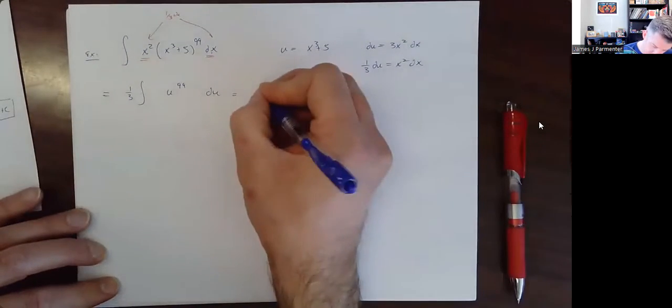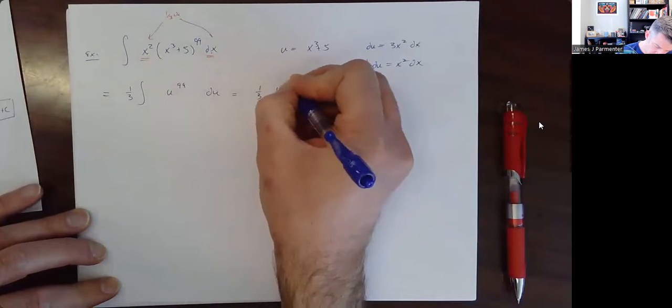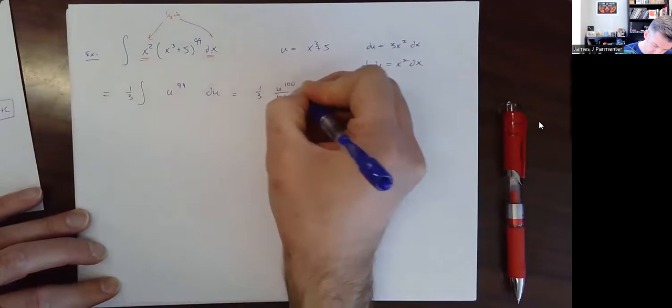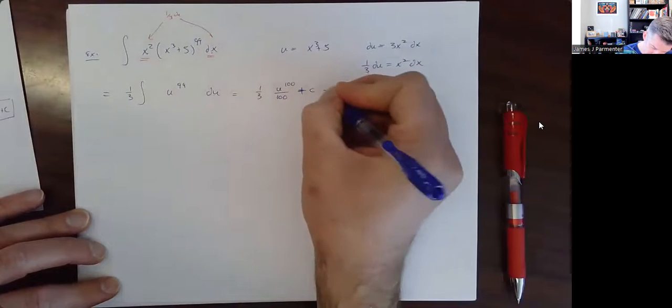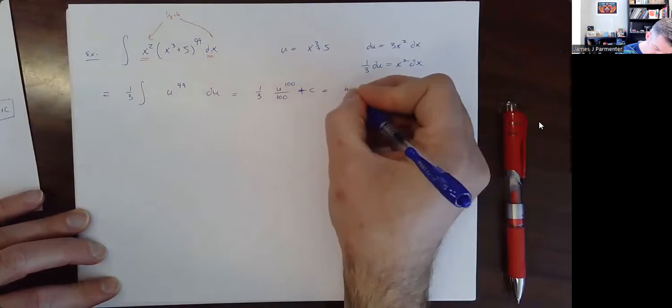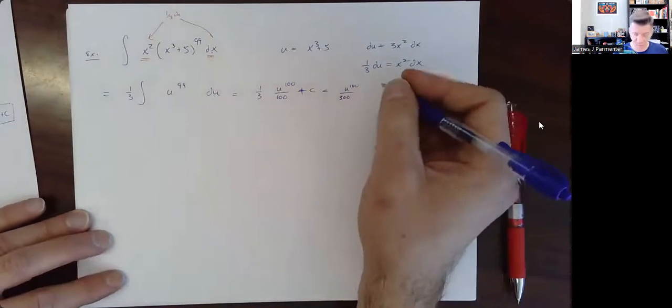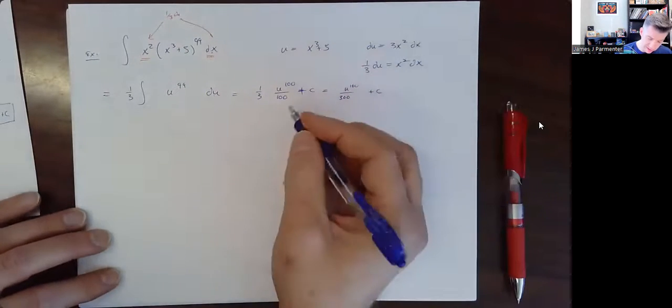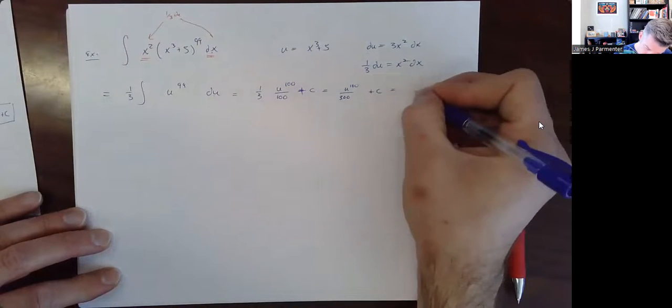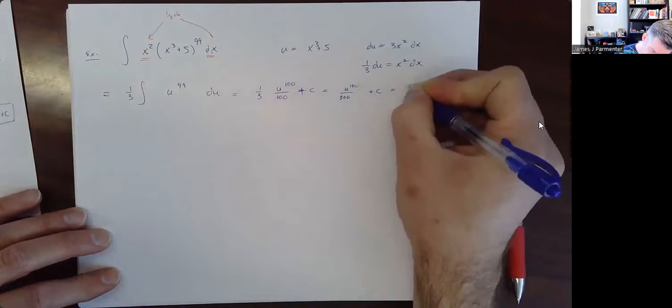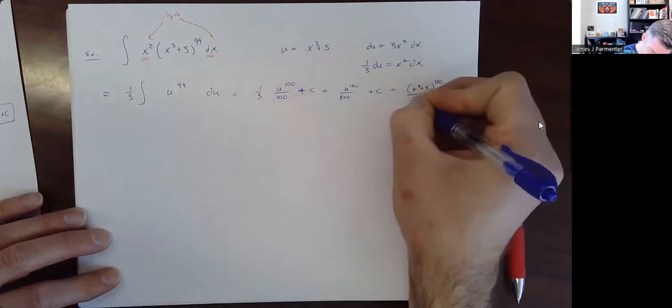So then we get 1/3 u to the 100th power over 100, plus c, and that's going to be u to the 100th over 300. And then if it's an indefinite integral, and all these examples are going to be indefinite, we have to change back to x. So we're going to get x cubed plus 5 to the 100th power over 300.